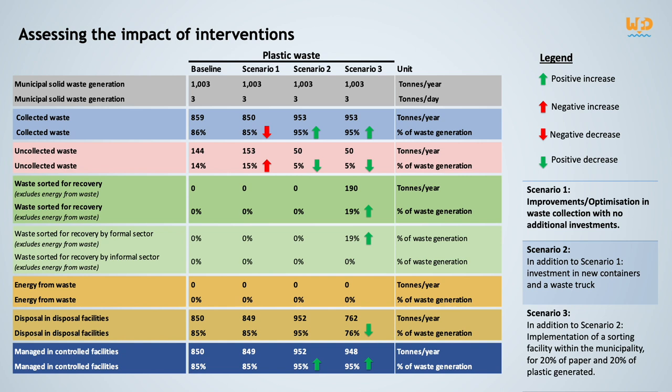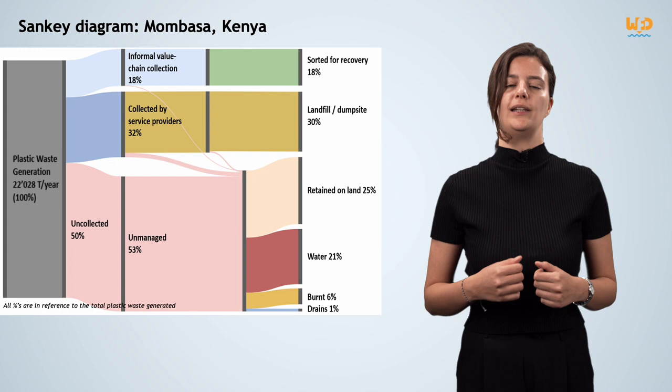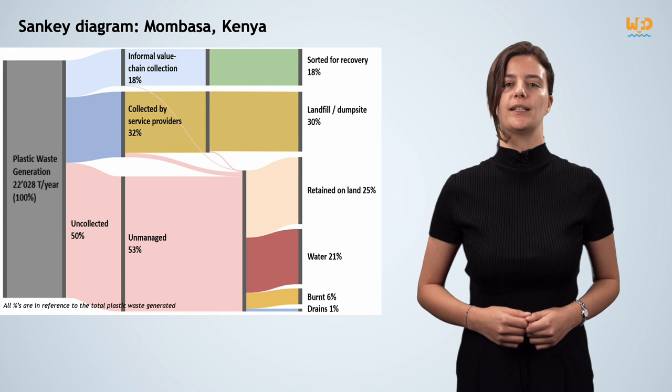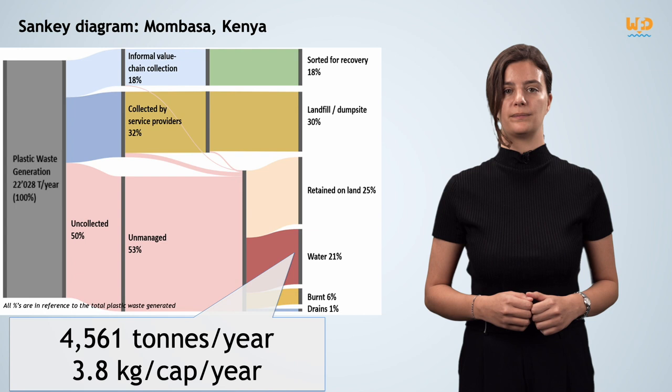The result of the baseline scenario can also be visualized with a Sankey diagram. Here, we will look at the example of Mombasa in Kenya. We can see the flows of plastics for each stage of the municipal solid waste management system. On the right, we can see the fates of the leaked plastics. In this case, 21% of the total plastic waste generated ends up in the water bodies. This represents more than 4,500 tons per year, or 3.8 kilograms per person per year in this example.